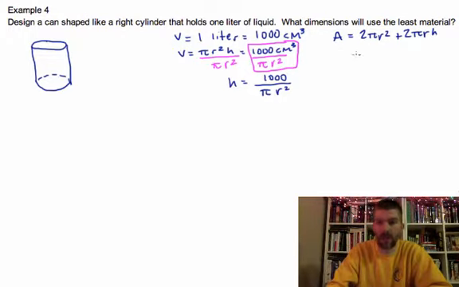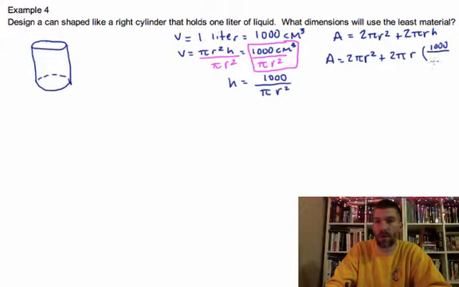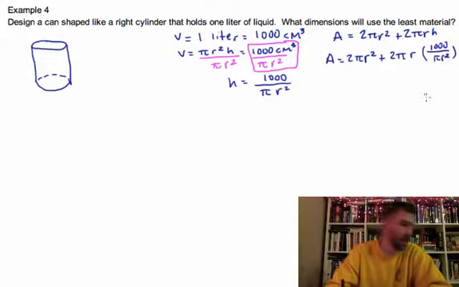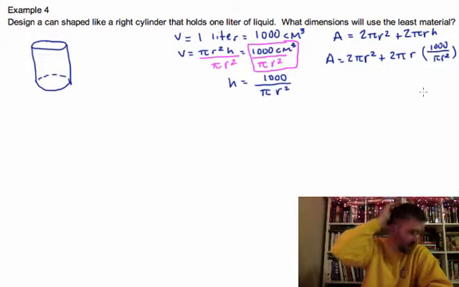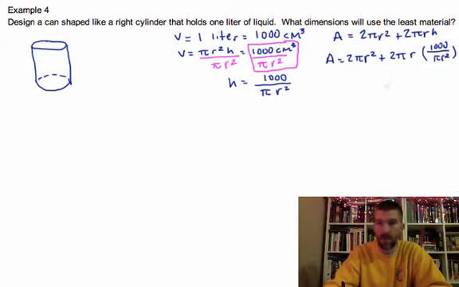That doesn't change. So my new equation for my surface area becomes 2 pi r squared plus 2 pi r times h, which is 1,000 over pi r squared. Okay. What do you think about that? That doesn't look too bad, right? So we can simplify this by one more step here.